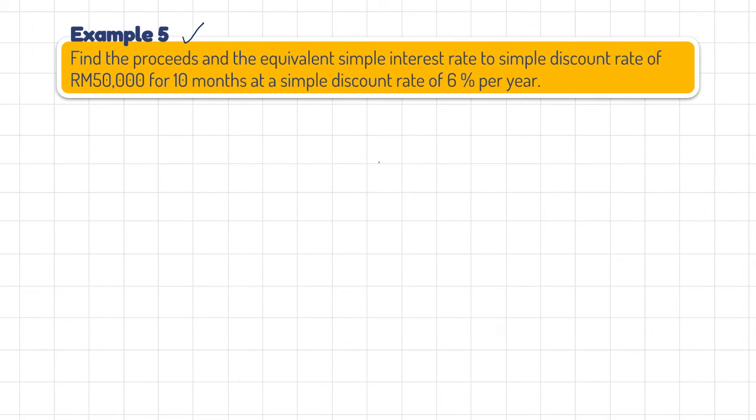Example 5. Find the proceeds and the equivalent simple interest rate to a simple discount rate of 50,000 for 10 months at a simple discount rate of 6% per year. Again, for this example, we need to identify the information that we have. First of all, let's see what the question wants. Find the proceeds, and the equivalent simple interest rate. We also need to find small letter r. Again, there are two things that we need to find.